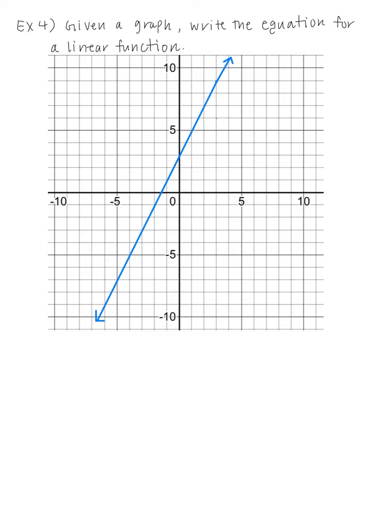All right, now let's play another different game. Example 4: given the graph, write the equation for a linear function. Here, our graph is given. What the question's asking is, what is the equation of this graph? The easiest way to do this is to find the y-intercept, and then if you can find the slope from there, we can form a slope-intercept form and be done with it. That is the method that we're going to do.